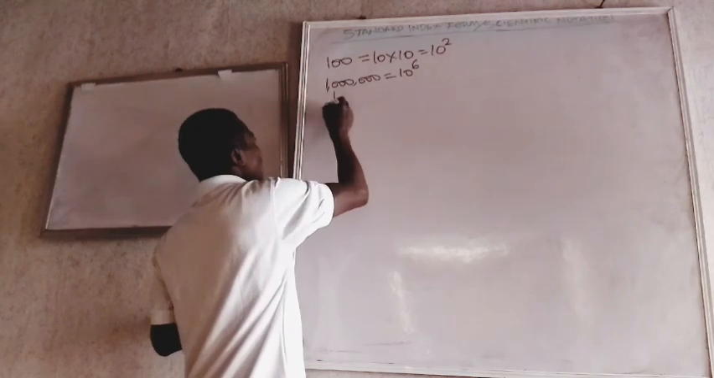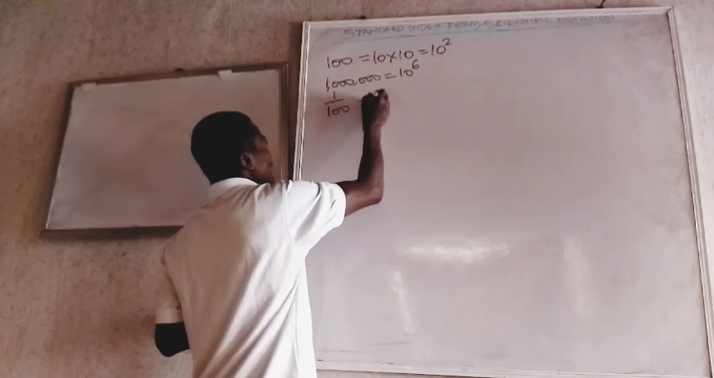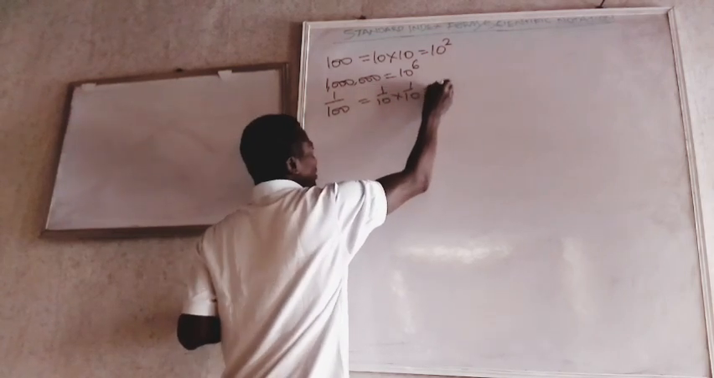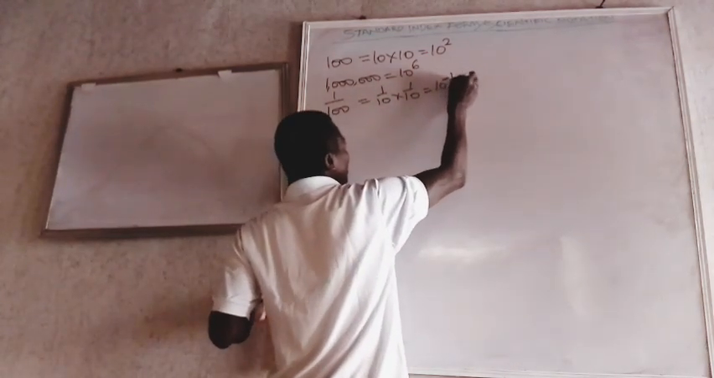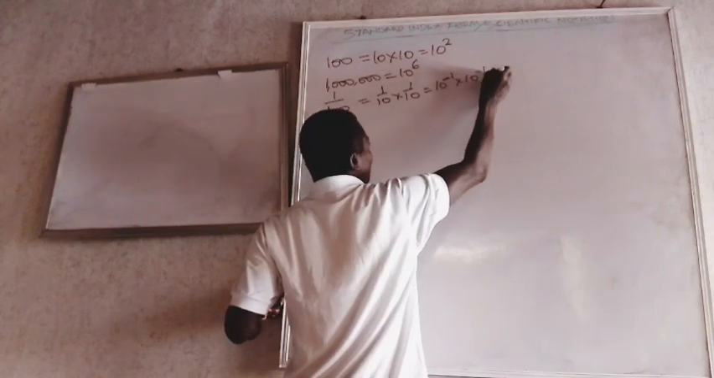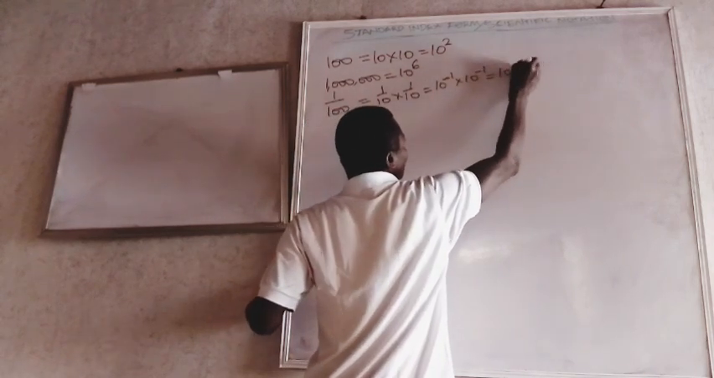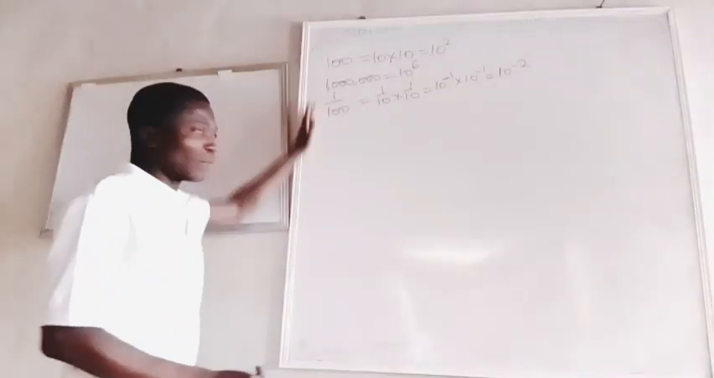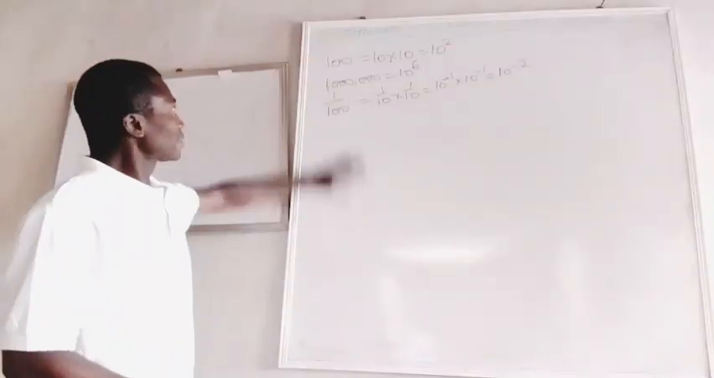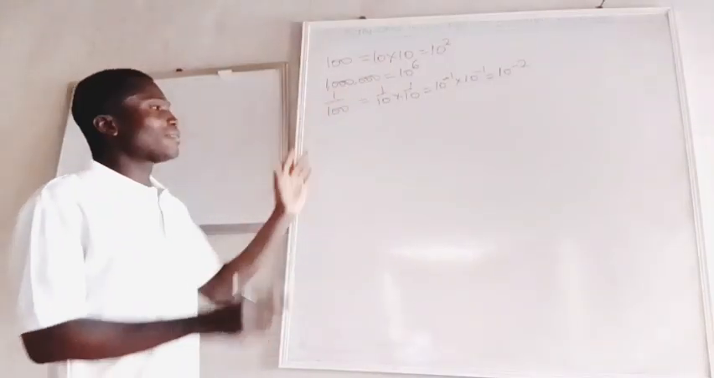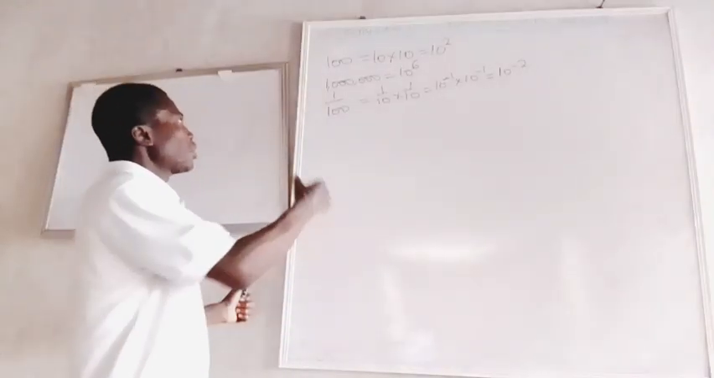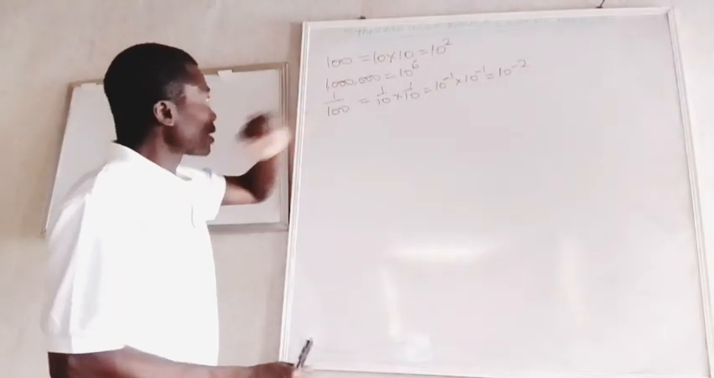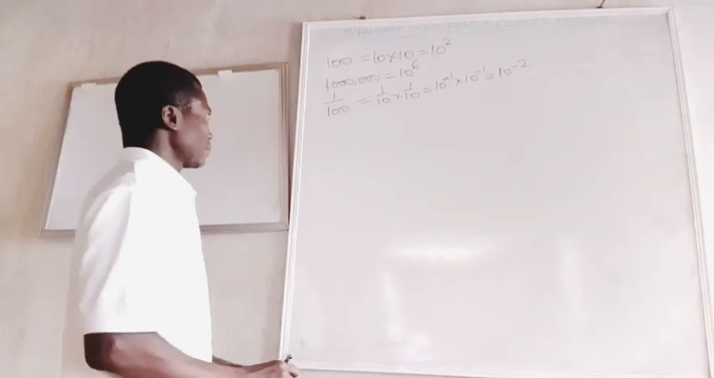1 over 100 will be 1 over 10 times 1 over 10, which is 10 raised to the power minus 1 times 10 raised to the power minus 1, which is equal to 10 raised to the power minus 2. So once you know that 100 is 10 raised to the power 2, you can easily know the powers of 10. You have already conquered this standard index form.